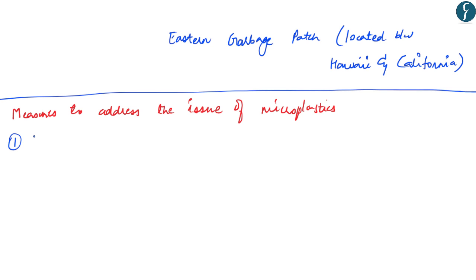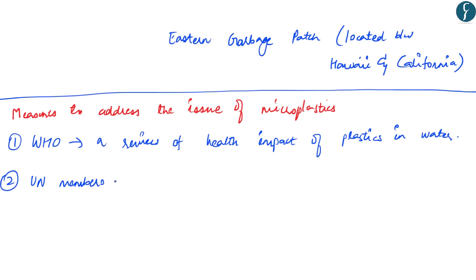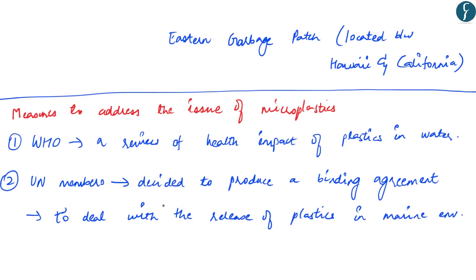So in order to address these issues at the global level, the World Health Organization has come forward to commission a review of the health impact of plastics in water. Secondly, last year in Nairobi, UN member countries decided to produce a binding agreement to deal with the release of plastics in the marine environment. So these are some of the steps that have been adopted at the global level to address the issue of microplastics. Now coming to India, what steps have been taken and should be taken to address the problem of microplastics?